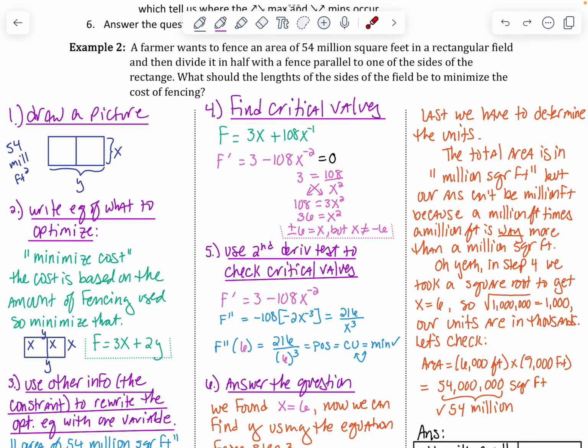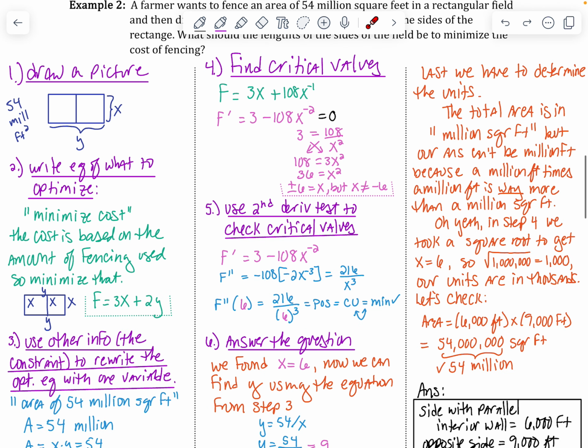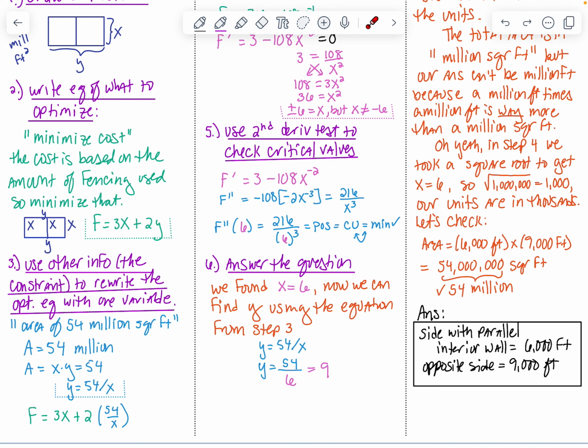Now I have found a feasible critical value of positive 6, but I need to confirm that it is minimizing the cost. So taking that first derivative, I'm going to use the second derivative test where the derivative of 3 is 0, a negative 2 times negative 108 is going to give me positive 216 over x cubed. Plug my critical number in, and regardless of the value, it's positive. That means it's concave up. That means I have a minimum. 6 is going to minimize the cost of the fencing.